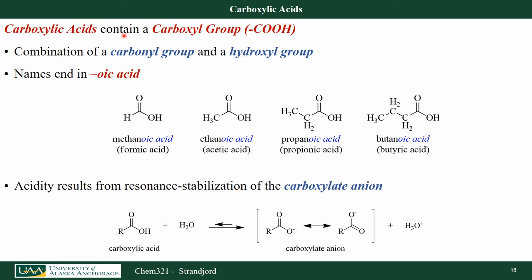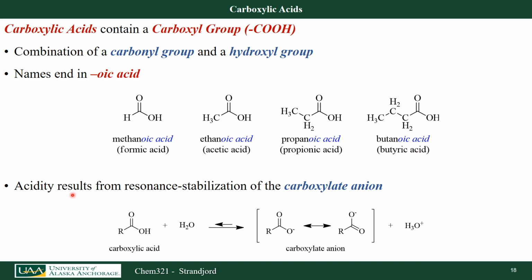Carboxylic acids also contain a carbonyl group, but they also contain a hydroxyl group attached to that carbonyl group, and the end of the name is usually oic acid. So this is a 1-carbon carboxylic acid. We call it methanoic acid, or the common name is formic acid. Here is a 2-carbon carboxylic acid, ethanoic acid, common name acetic acid. Acetic acid is just vinegar. Propanoic acid has 3 carbons in a line here. This is propionic acid, and butanoic acid or butyric acid, 4 carbon systems.